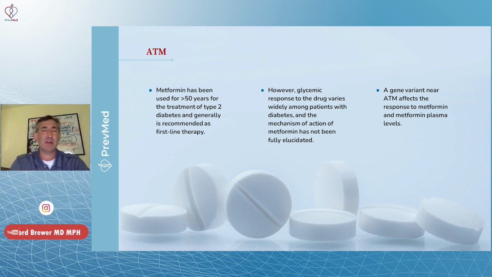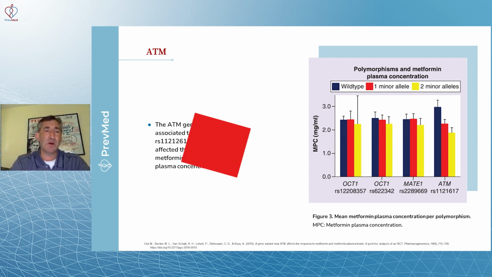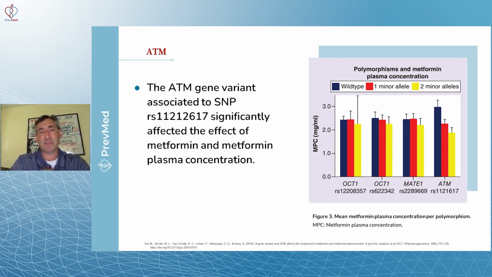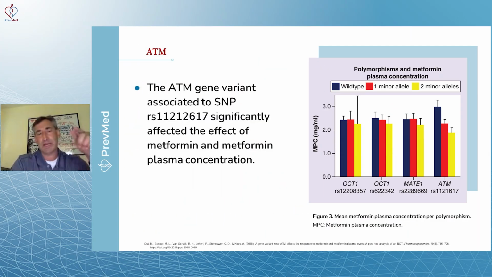So it's a gene, and there are variants around ATM that affect the response. It also affects the ability to get into the serum. The one that's been most often associated is RS 11212617. Most of the time we just do the 617. If you have that particular SNP, and a SNP is a single nucleotide polymorphism. So if you go back to that diagram that you had before of the DNA, if we were to take a gene and one little letter out of that whole gene is changed from a G to an A or whatever, that's a SNP. That's a single nucleotide change, right?